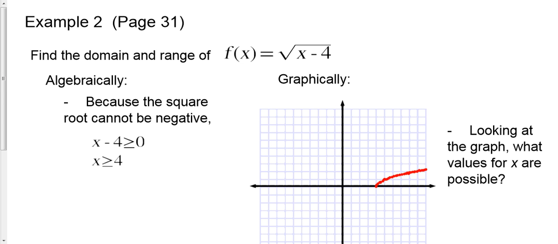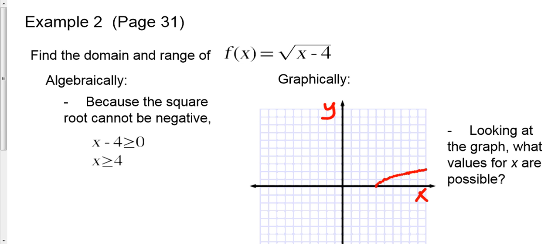Looking at the graph. Let's do this graphically first. Looking at the graph, what are my possible values for x? This is my x. This is my y. I really should put those down. What do you think, Sam? What are my possible values of x? Looking at the graph. X could be 3.